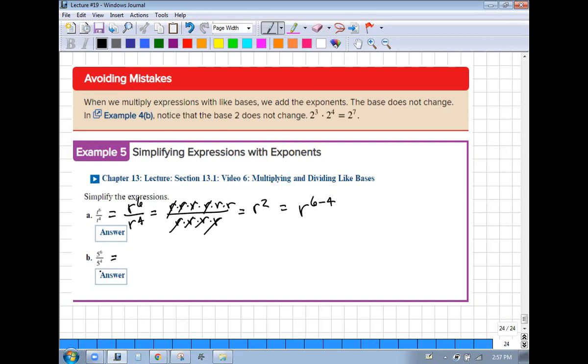Here we have 5 to the 6th over 5 to the 4th. We can simply write that like this. This would be 5 squared, or 25. There's 6 5s over 4 5s.